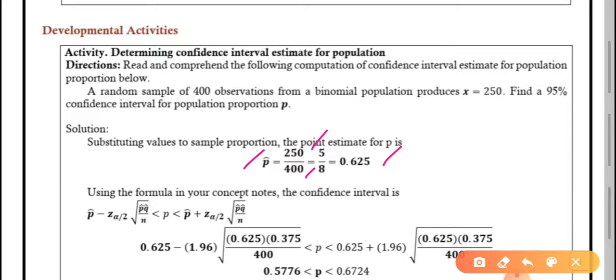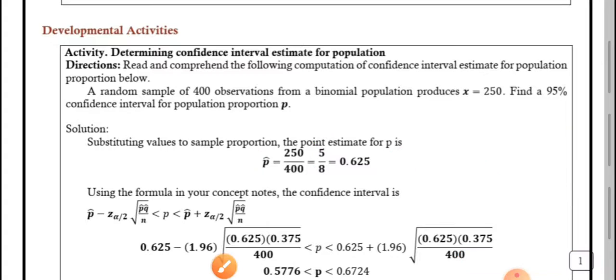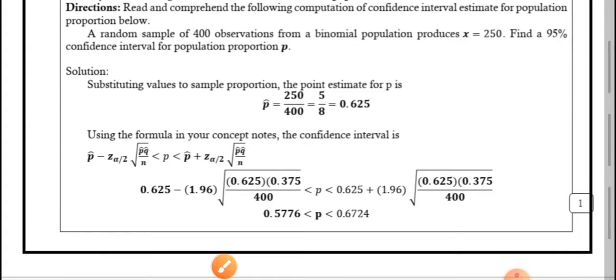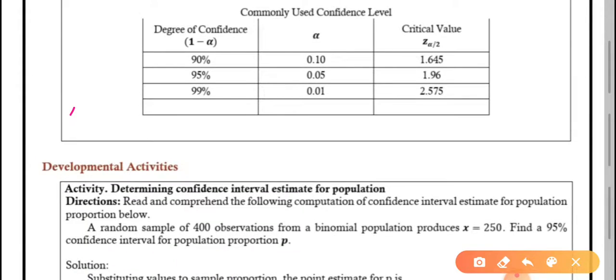Then 1 minus 0.625 is going to be 0.375 as our Q hat. This one is our P hat, and this one is our Q hat. So given our formula, P hat minus Z sub alpha over 2 times the square root of P hat Q hat over n. So 0.625 minus, going back to our table, we're dealing with a 95% confidence interval, so we're going to make use of 1.96.